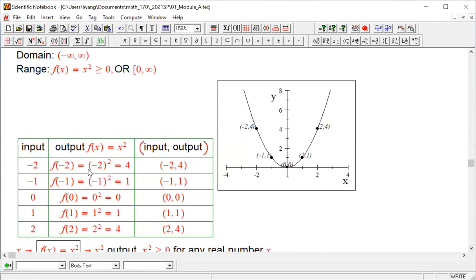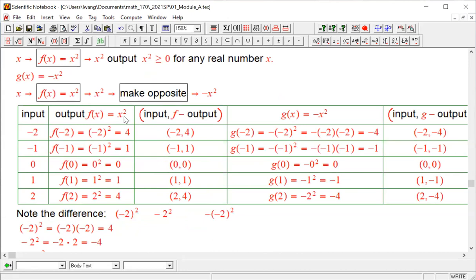Okay, so we have f of x equals x squared. And next, we're going to look at the other function, g of x equals negative x squared. Okay, negative x squared. How does this work?